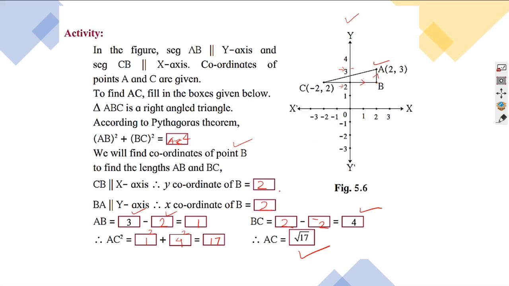How is it that BC is equal to 2 minus minus 2? Because BC is parallel to the x-axis. BC is parallel to the x-axis, and as far as y is concerned, it is fixed wherever it may be, there is no change. So the difference will be x2 minus x1, 2 minus, this is x2.